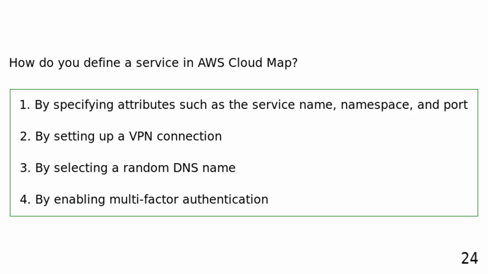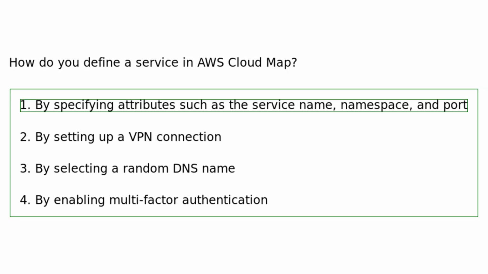How do you define a service in AWS Cloud Map? By specifying attributes such as the service name, namespace, and port. By setting up a VPN connection. By selecting a random DNS name. By enabling multi-factor authentication. In AWS Cloud Map, a service is defined by specifying attributes such as the service name, namespace, and port, which are used for registration and discovery.